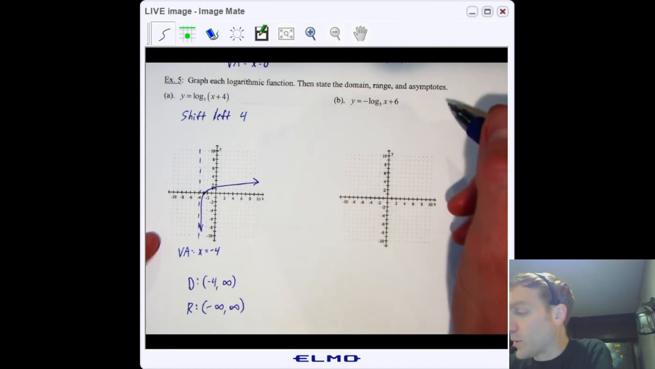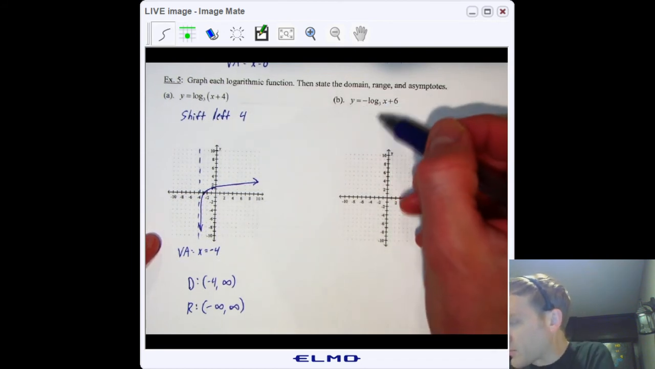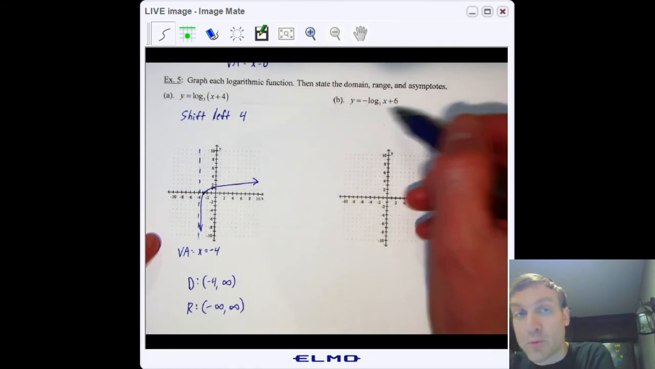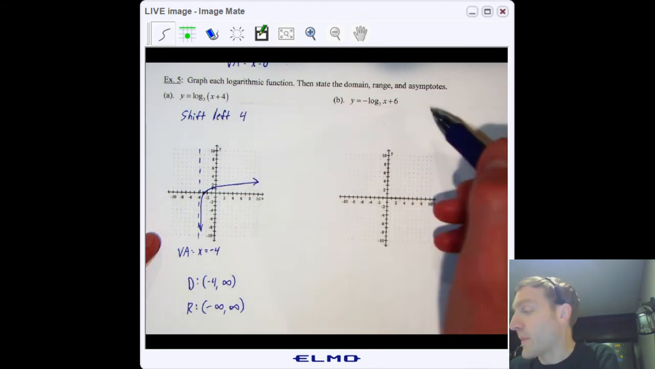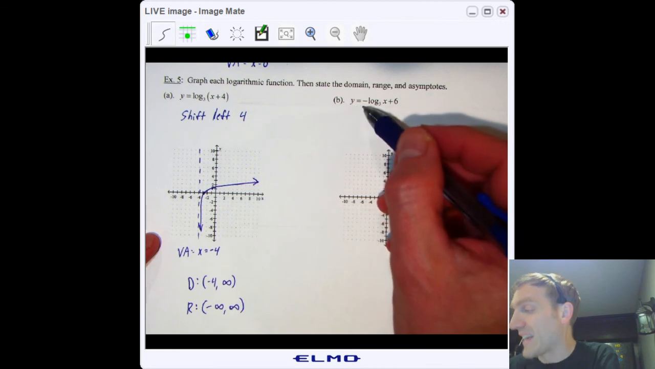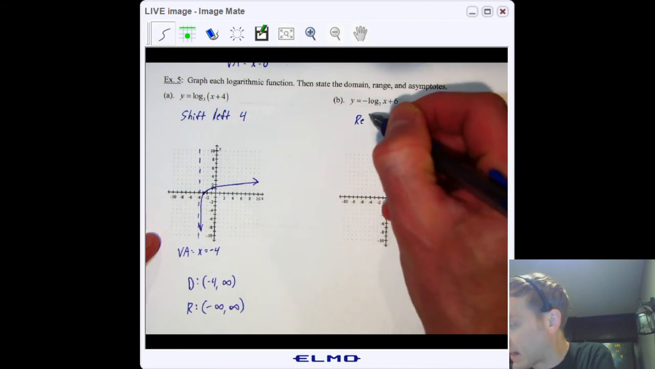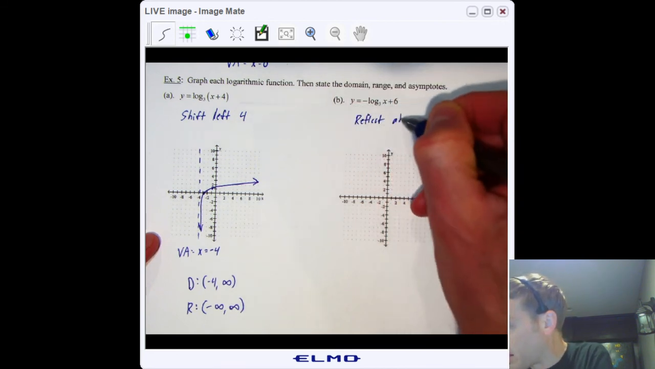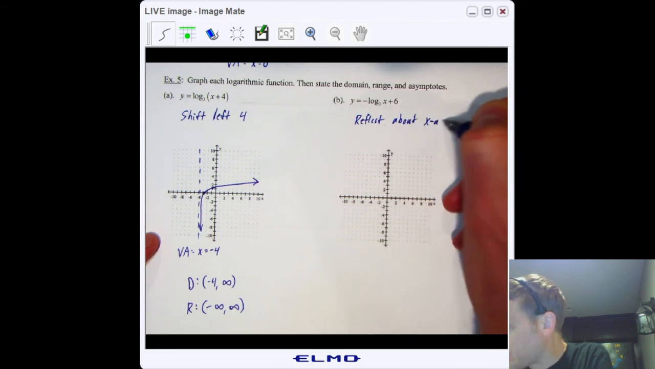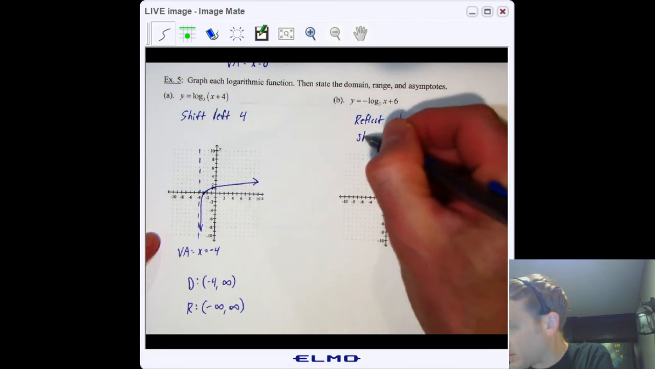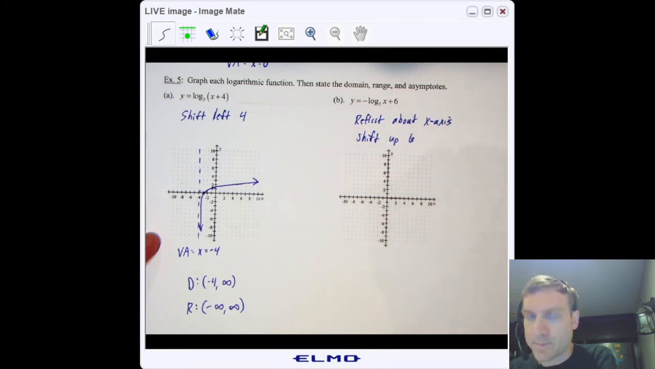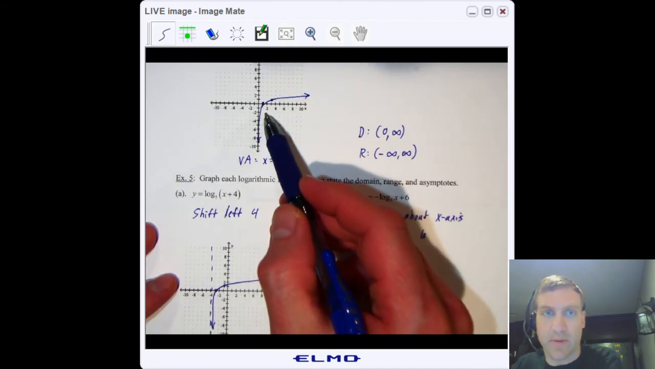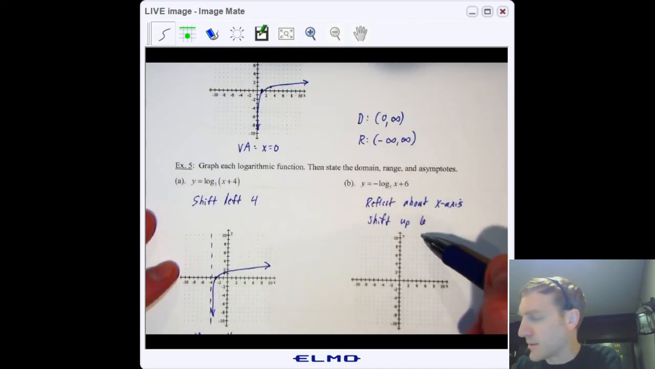All right, last one. Negative log base 3 of x plus 6. Notice there's no parentheses here. That's what tells you the 6 is a vertical shift. This 4 was horizontal, this 6 was vertical. There's also a negative in front. That's a reflection about the x-axis. So I'm going to reflect the graph about the x-axis and shift up 6 units. So let's draw that. One more time, we'll take this basic graph, log base 3 of x, reflect about the x-axis and shift up 6.